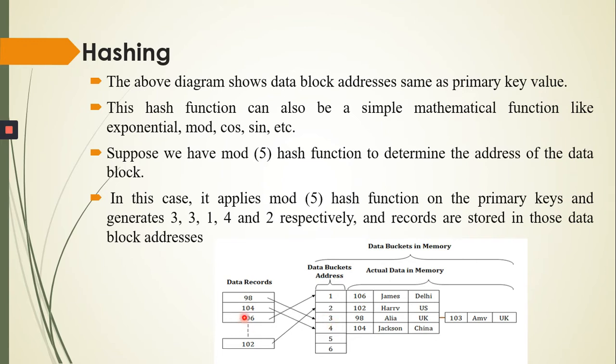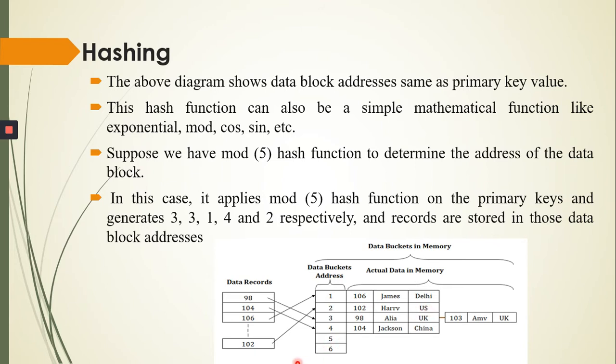Now next is 104. Divide 104 by 5 and we get the remainder 4, so 104 is stored over here. Now 106: when we divide 106 by 5, we get the remainder 1, so 106 is stored over here. Now 102: because we have the function mod 5, 102 divided by 5 gives the remainder 2, so 102 is stored over here.